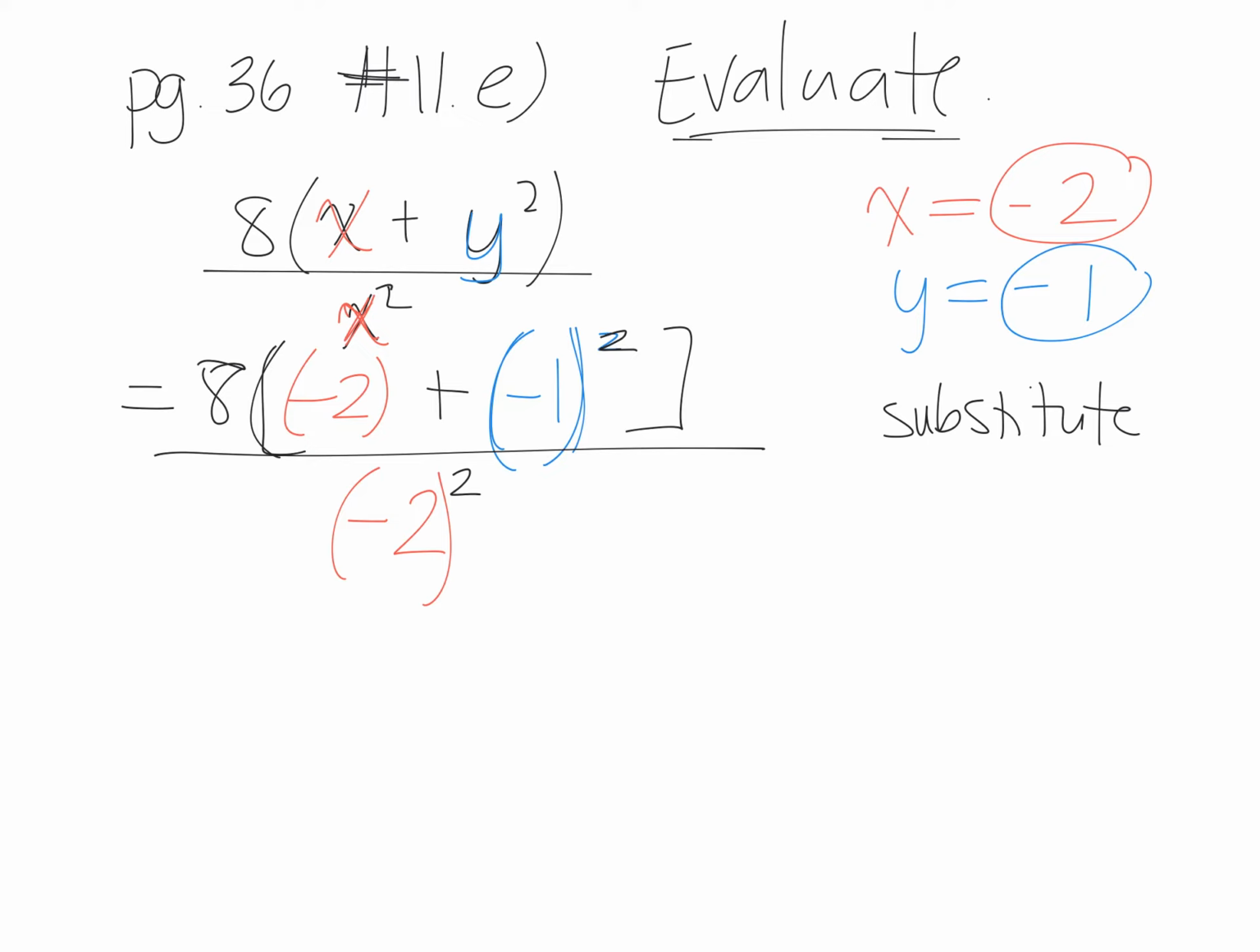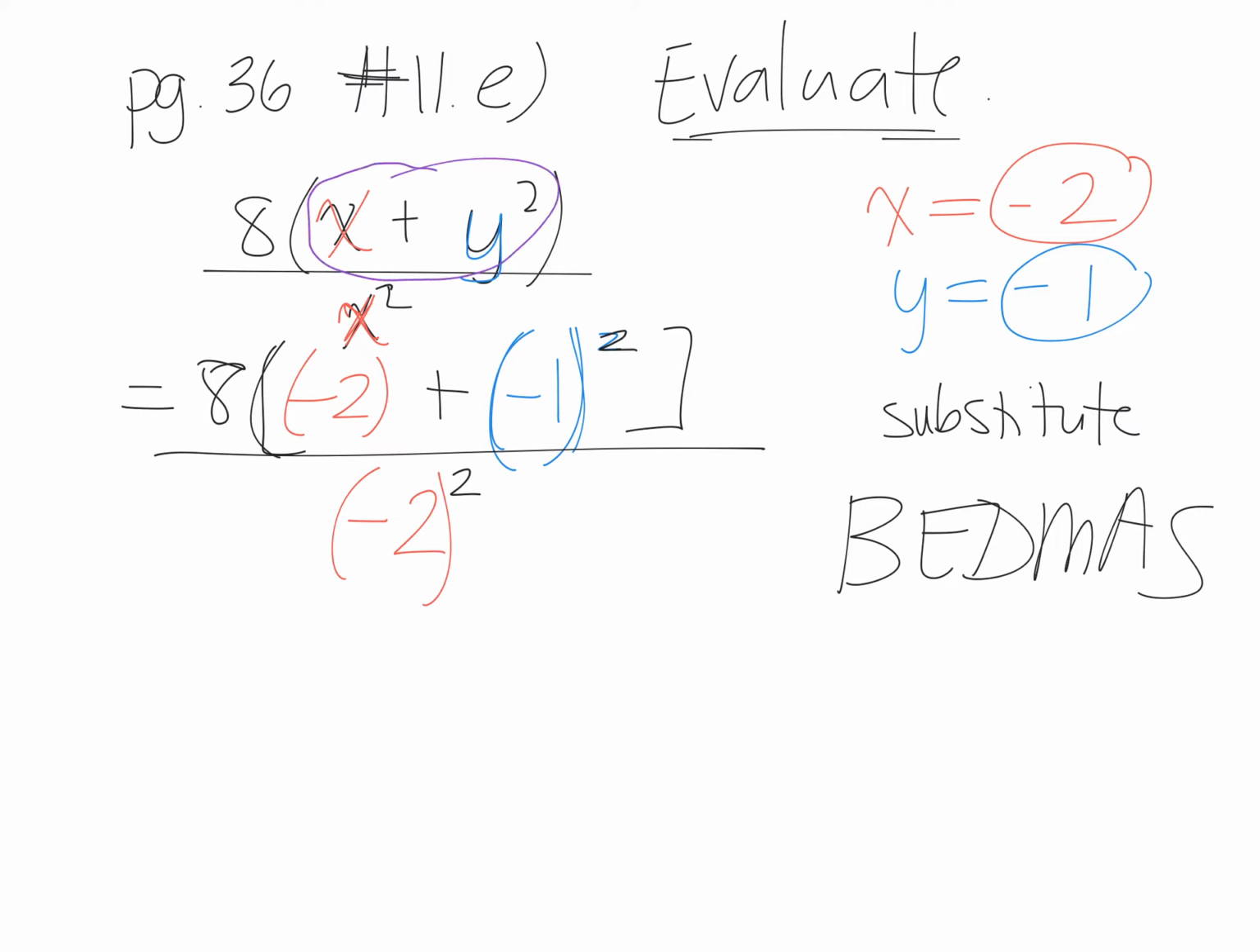Now what? We're trying to evaluate it. Do we have brackets? Yes. Now I'm going to use a different color here. We have x plus y squared inside a bracket. So we have negative 2 plus negative 1 squared inside the bracket. Which part of that do you have to do first? Good, we have an exponent inside the bracket. So let's do that first.